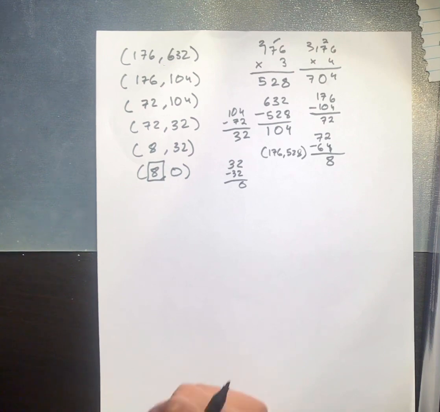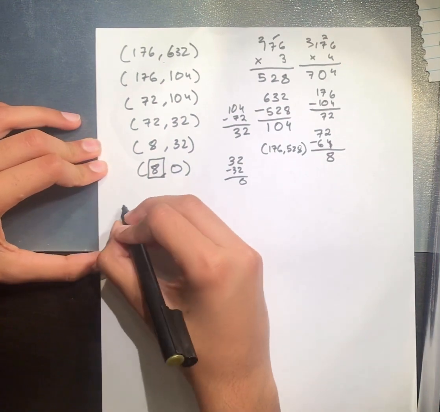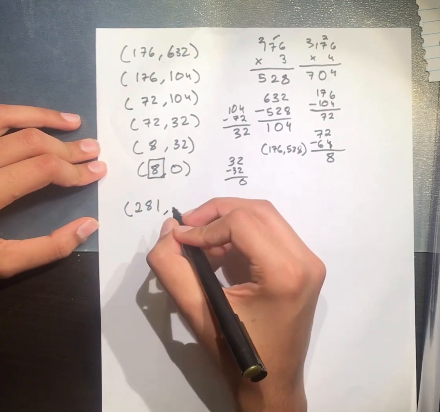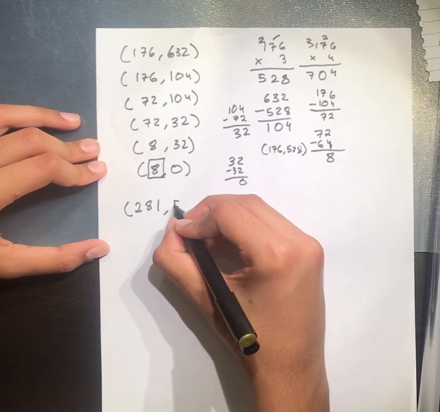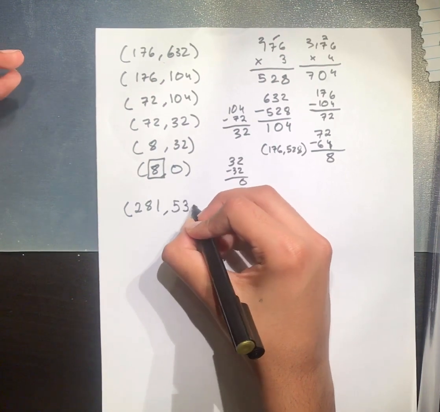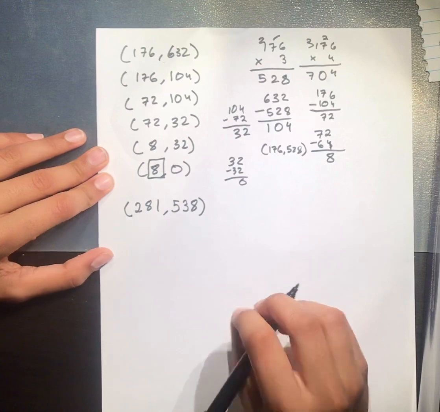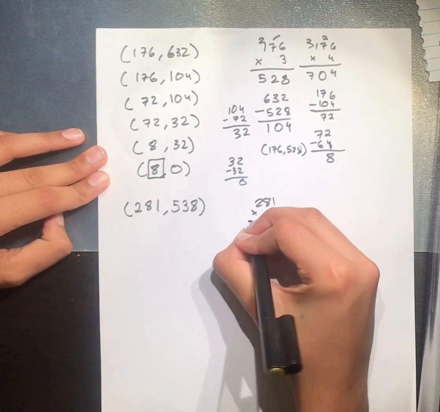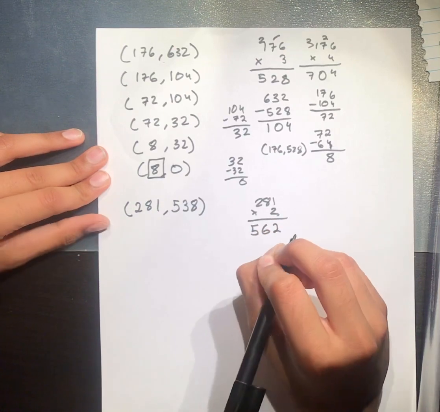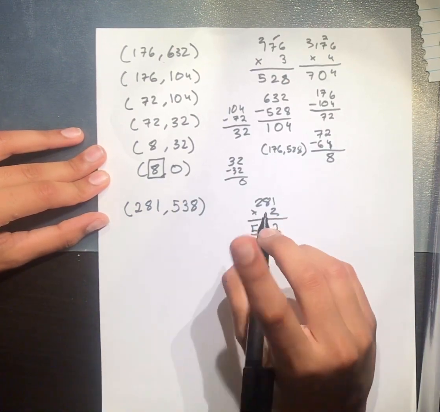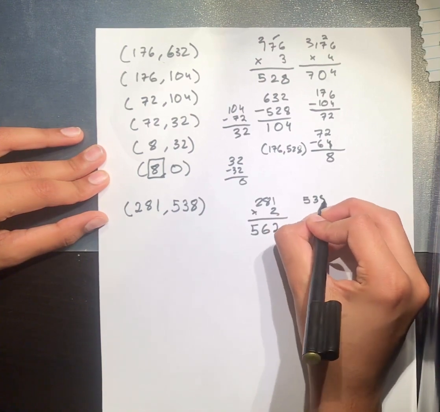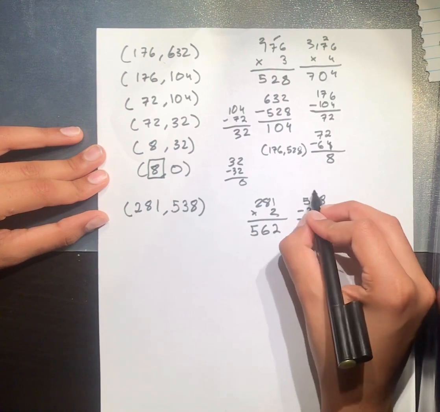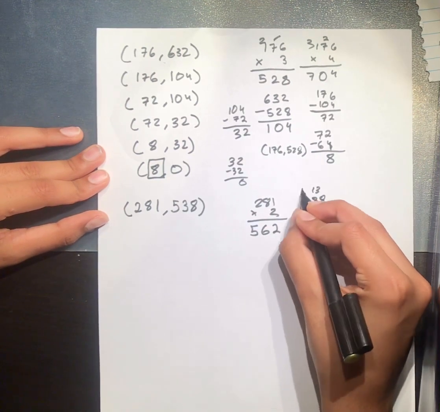So I think I can try another problem here. We can choose 281 and 538. Why not? So how many times does 281 go into 538? 281 times 2 equals 562. And that's clearly larger, so it's only going to go in once. So we're going to subtract 538 minus 281 and get 257.